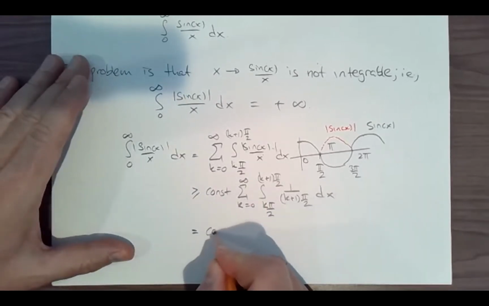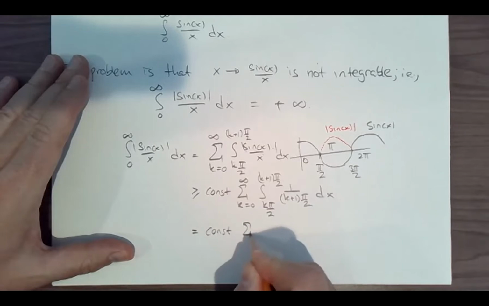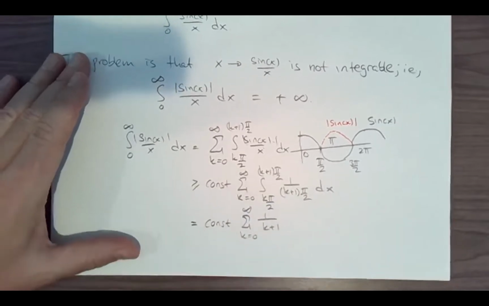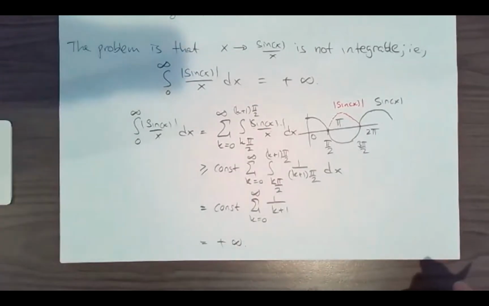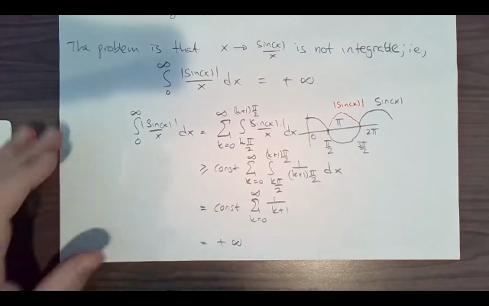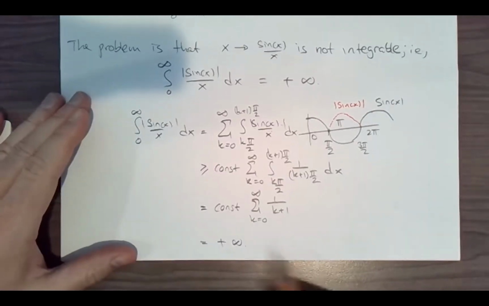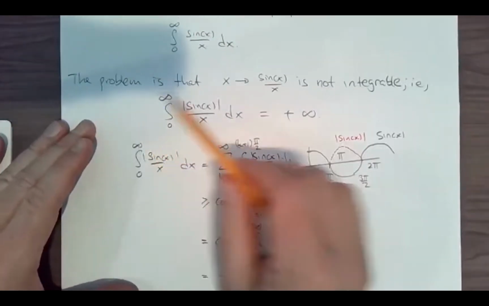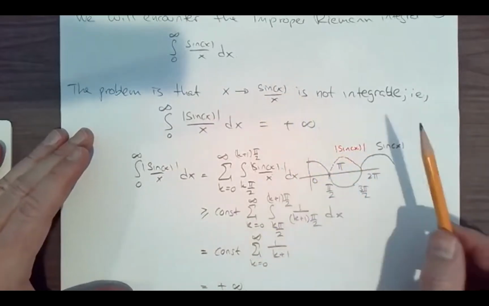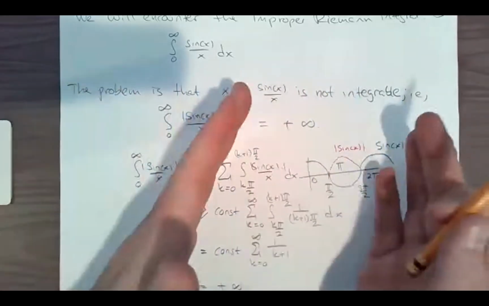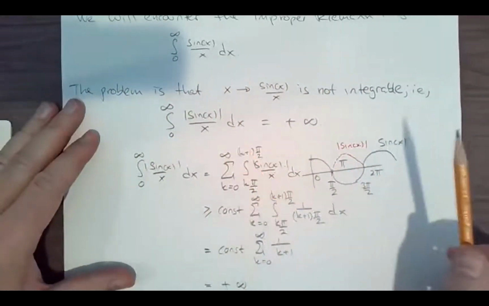So this is just equal to another constant. And then I'll have a sum here, 1 over k plus 1 from 0 to infinity. And when I sum this, it becomes plus infinity. So the function that we're going to be dealing with is not integrable. When I take the absolute value and integrate it, it blows up to plus infinity.